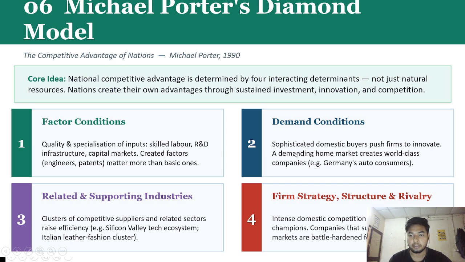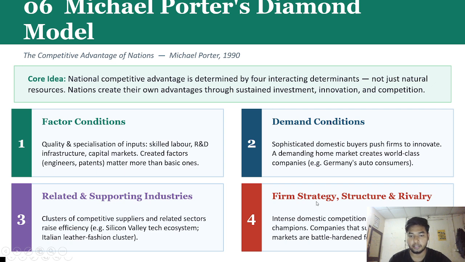Demand: sophisticated domestic buyers push firms to innovate. A demanding home market creates world-class companies. Example, Germany, auto consumer. Third is related and supporting industries, clusters of competitive suppliers and related sectors. Raise efficiency. Example, Silicon Valley tech ecosystem, Italian leather fashion cluster.